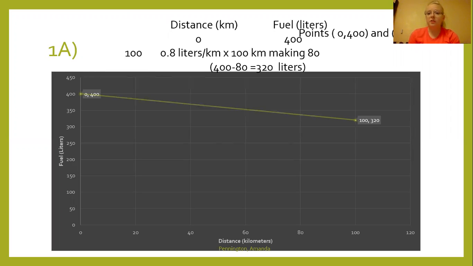So the first coordinate is going to be 0 and 400. Then we're going to say every 0.8 liters to 1 mile he's going to use in gas. So at 100 kilometers, we know with our equation 0.8 liters over kilometers times 100 kilometers, those kilometers are going to cancel out, and 0.8 times 100 equals 80. Since that's how much was spent for the 100 kilometers, we're going to subtract that from 400 and get 320. And you can see those coordinates plotted on the graph. Our x-axis is going to be distance, and our y is going to be the fuel.